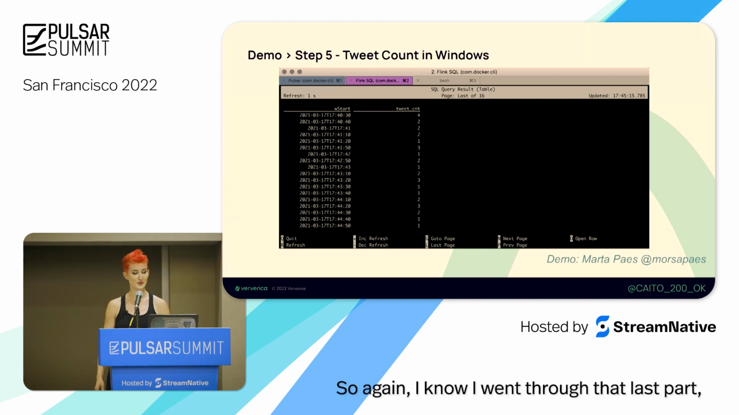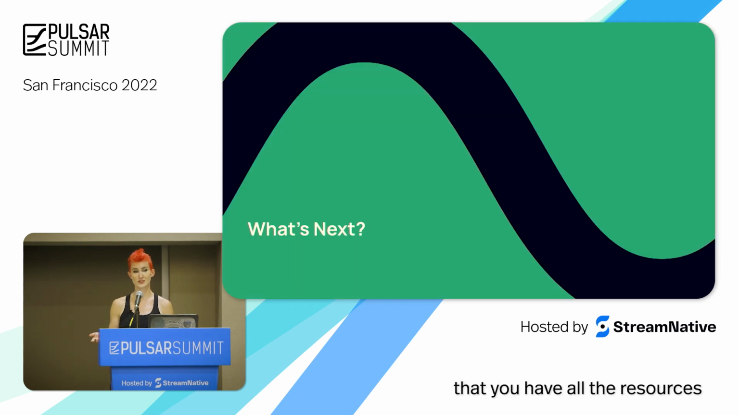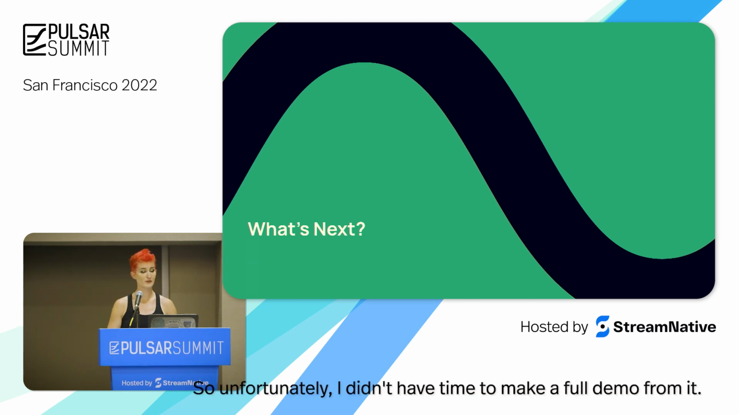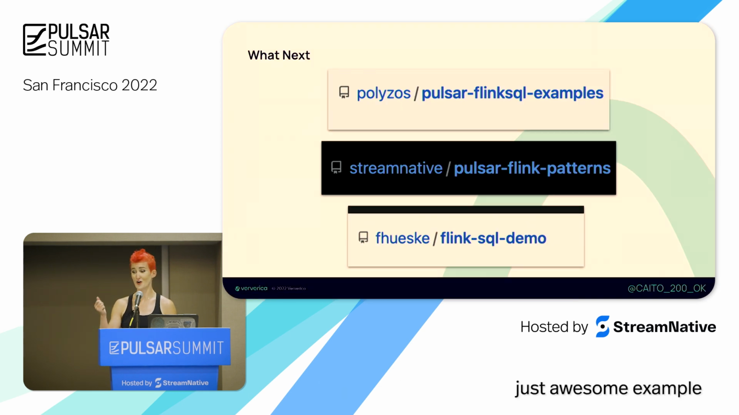Again, I know I went through that last part a little bit quickly, so I want to make sure that you have all the resources you need to keep going with this. Unfortunately, I didn't have time to make a full demo from it, but Yannis Polisos from StreamNative has this awesome example that you can download and try out at home. It's very straightforward, and it's a really good introduction to using Flink SQL and Pulsar together.